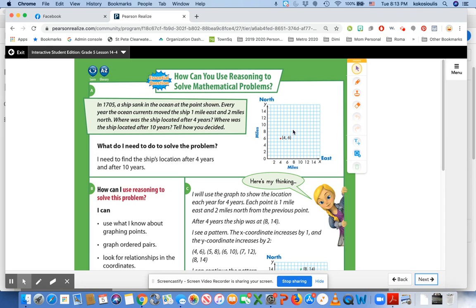Okay, today we're going to look at how we could use these coordinate planes and these ordered pairs to solve some mathematical problems. So let's travel back in time to 1705, and we see that a ship sank in the ocean at the point shown. So it sank at 4 miles east and 6 miles north. Every year, the ocean current moved the ship 1 mile east and 2 miles north. Where is the ship located after 4 years? Where is it located after 10?